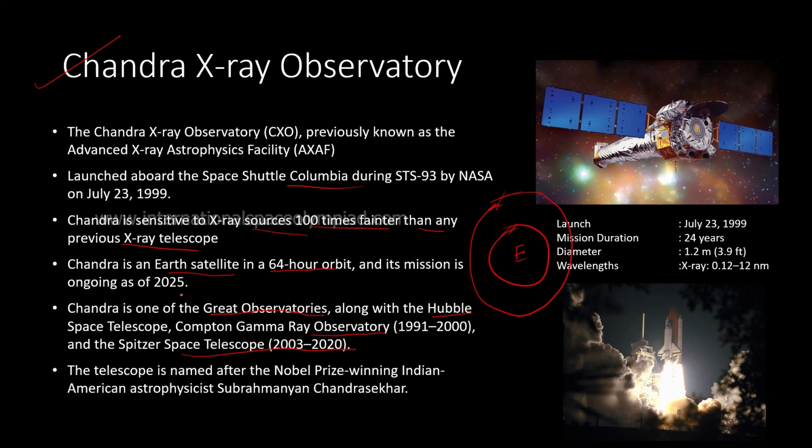The mission is ongoing as of 2025. The telescope is named after the Nobel Prize winning Indian American astrophysicist Subramanian Chandrasekhar. If you read about stars, you remember the Chandrasekhar limit, which is named after him. There is one more interesting thing: the first name of the telescope was not Chandra X-ray Observatory. It was Advanced X-ray Astrophysics Facility, or AXAF. That was the initial name, and later it was renamed Chandra X-ray Observatory.